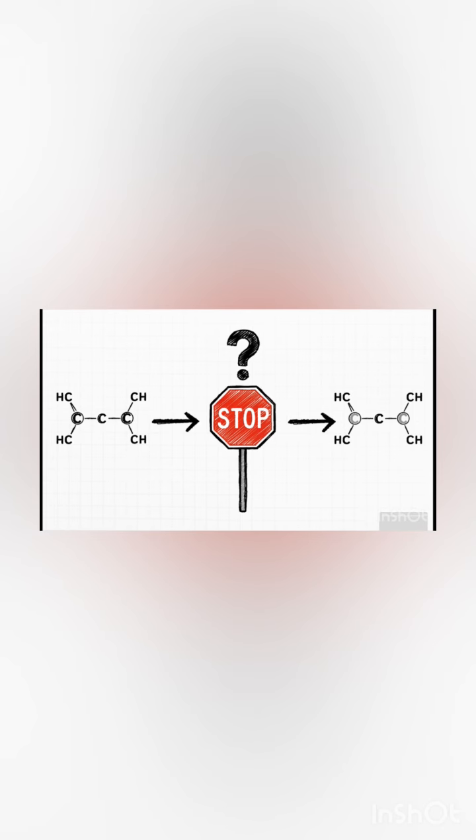Here's another classic control problem for you. If you just add regular hydrogen gas to an alkyne, it doesn't want to stop. It'll reduce it all the way down to a single bonded alkane. But what if you want to stop halfway? What if you want the alkene? How do you do that?